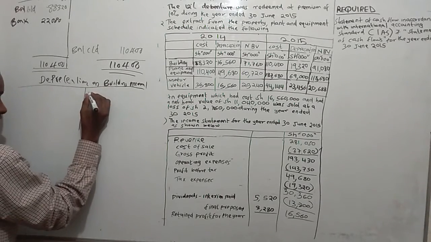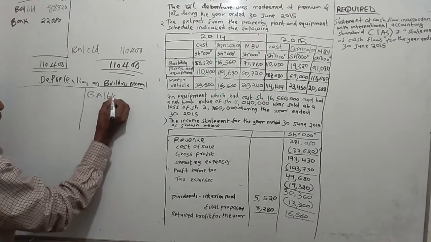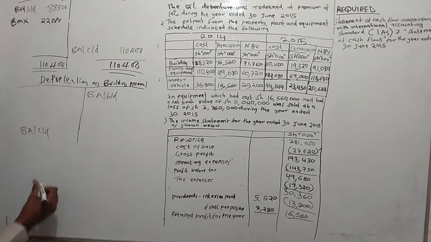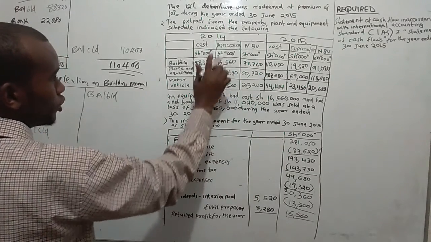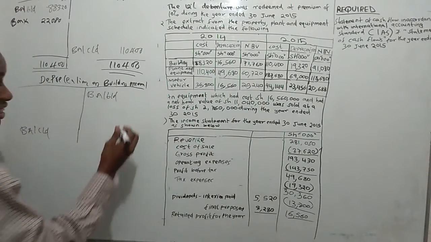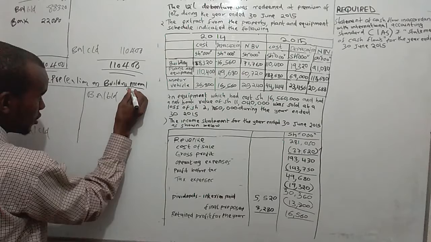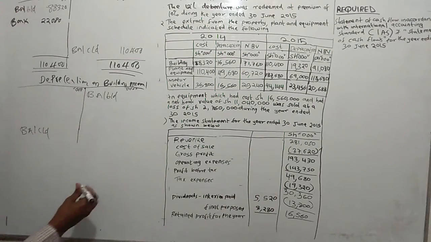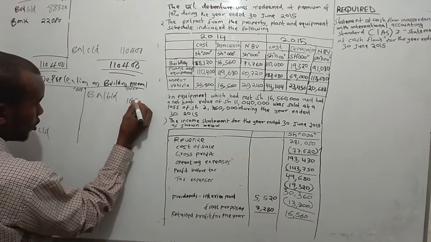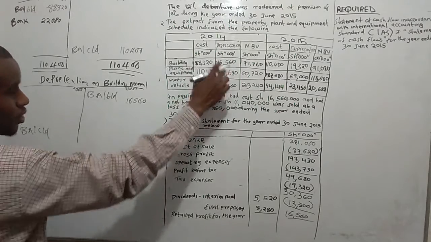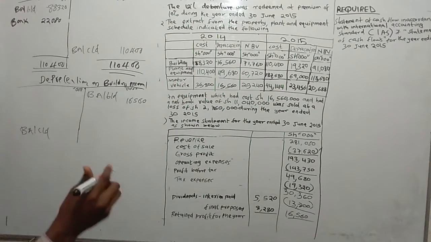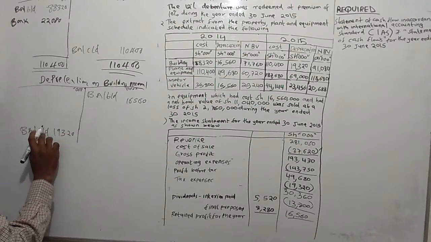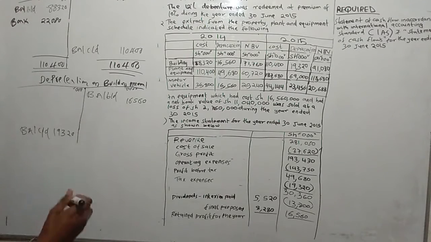The balance brought down is on the credit side for depreciation, and then here we'll have balance carried down. The balance brought down for the building for depreciation for 2014 is 16,560. Remember, these figures are in thousands. So we have 16,560,000. That is the balance brought down. The balance carried down is 19,320. So there is no other adjustment on the building account.